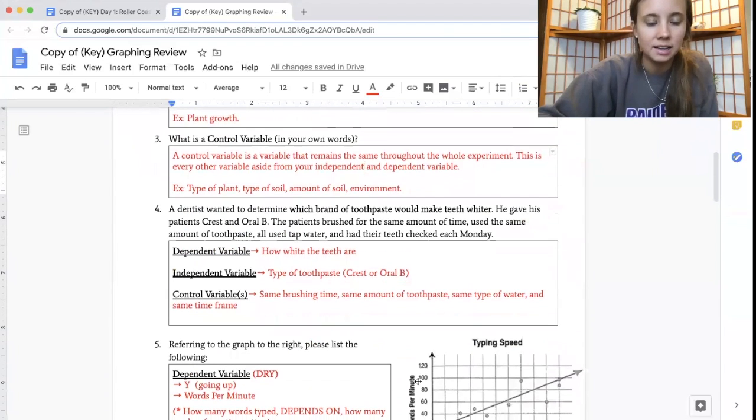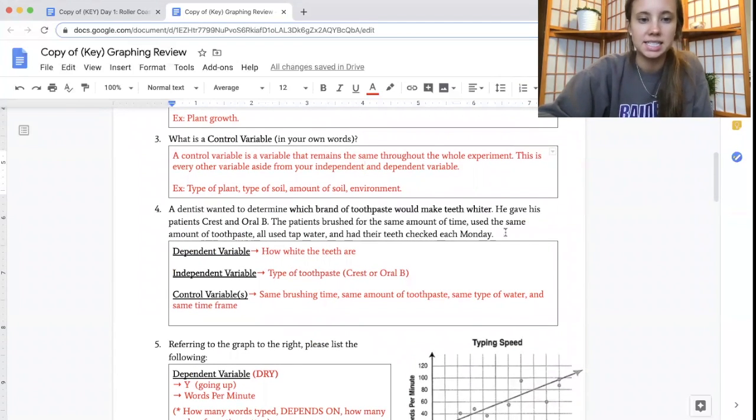All right, now let's move on to a different example. Number 4 says a dentist wanted to determine what brand of toothpaste would make teeth whiter. He gave his patients Crest and Oral-B, and the patients brushed for the same amount of time and used the same amount of toothpaste, and they all used tap water and had their teeth checked on Monday.